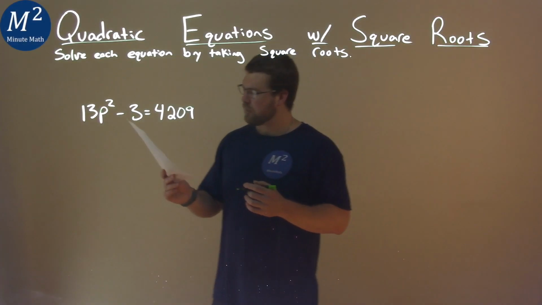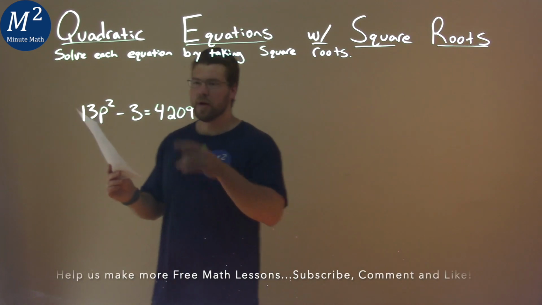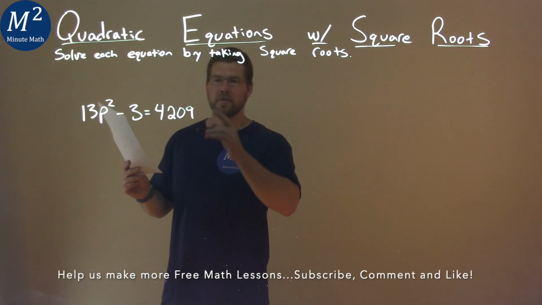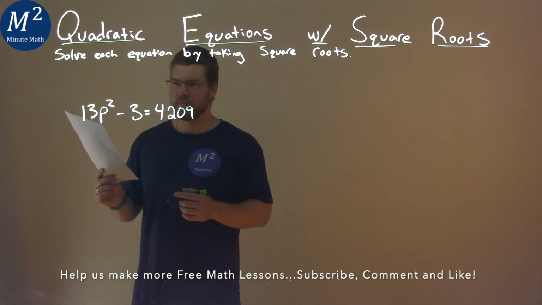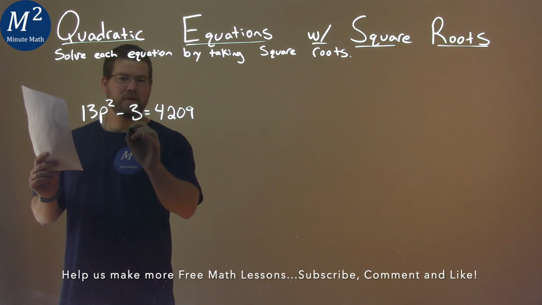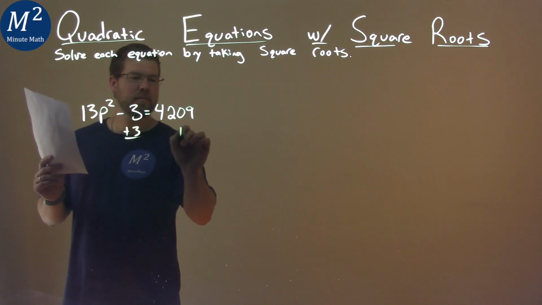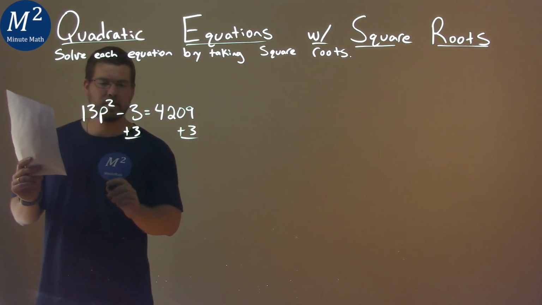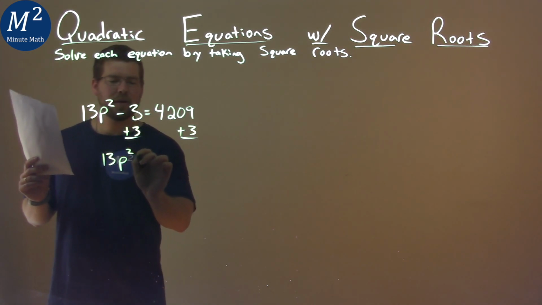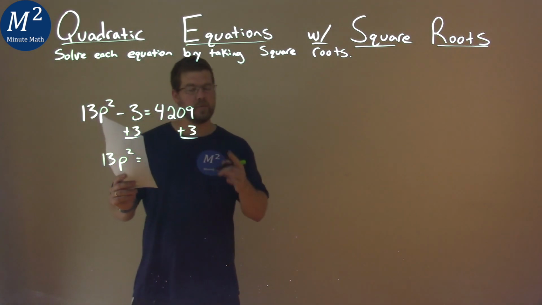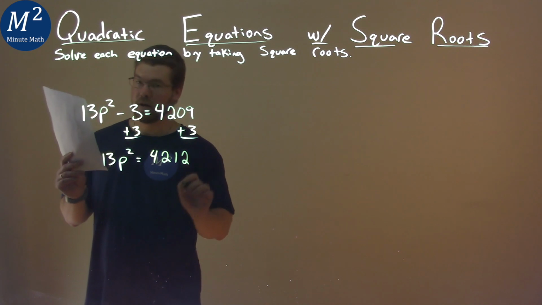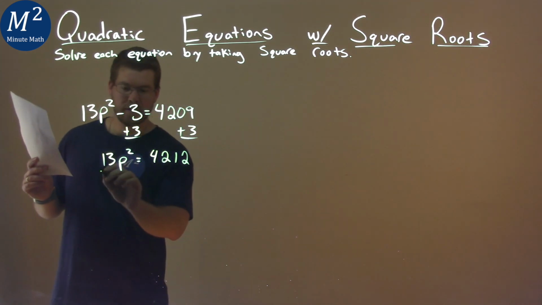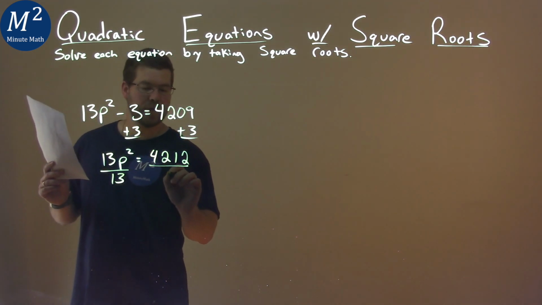We're given this problem right here. 13p squared minus 3 equals 4,209. And we have to solve this by taking square roots. First thing I want to do is add a 3 to both sides. We're trying to get p by itself. We have 13p squared equals 4,209 plus 3, which is 4,212. Divide both sides by 13, opposite of that multiplication.